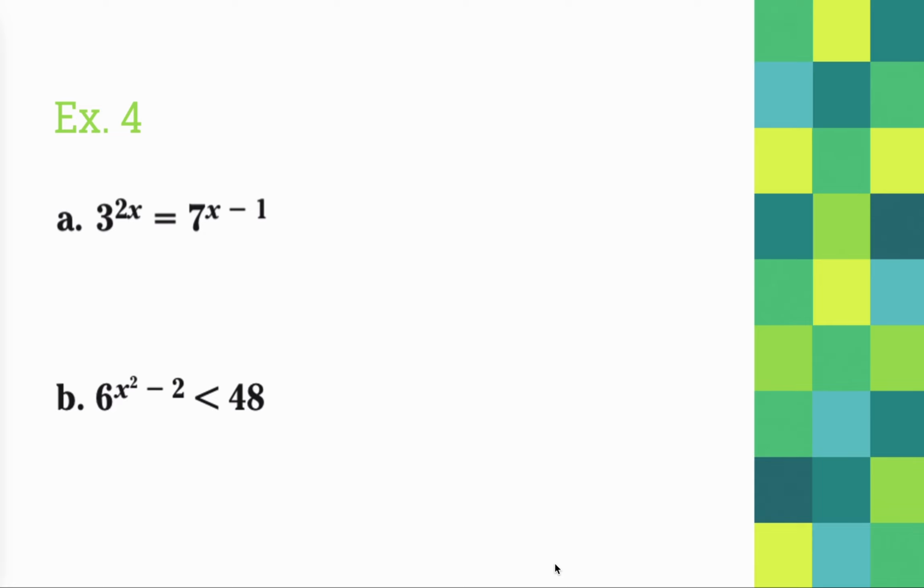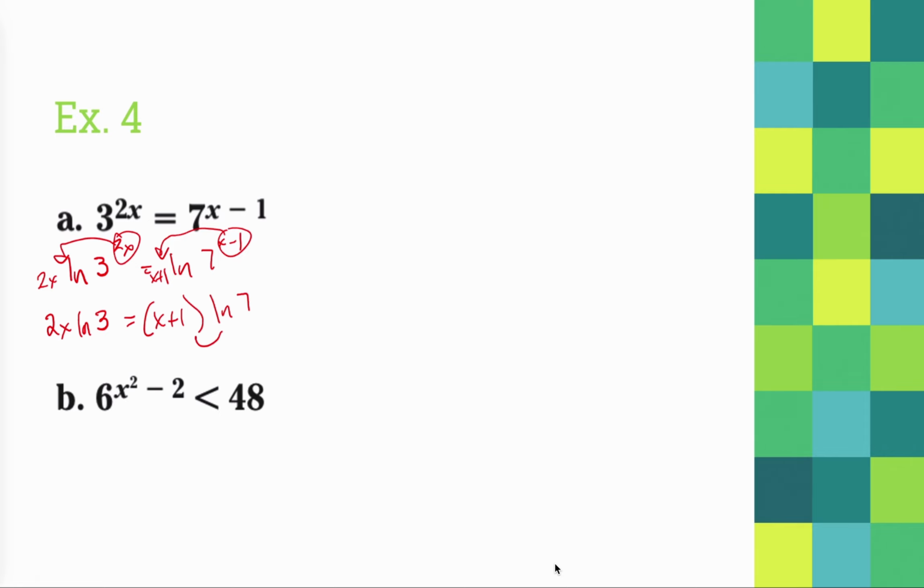We can use natural logs to solve equations as well. So 3 to the 2x equals 7 to the x minus 1. If we take the natural log of both sides, equals ln of 7 to the x minus 1, then we can move the 2x out front and move the x minus 1 out front. So we have 2x ln 3 equals x minus 1 ln 7.